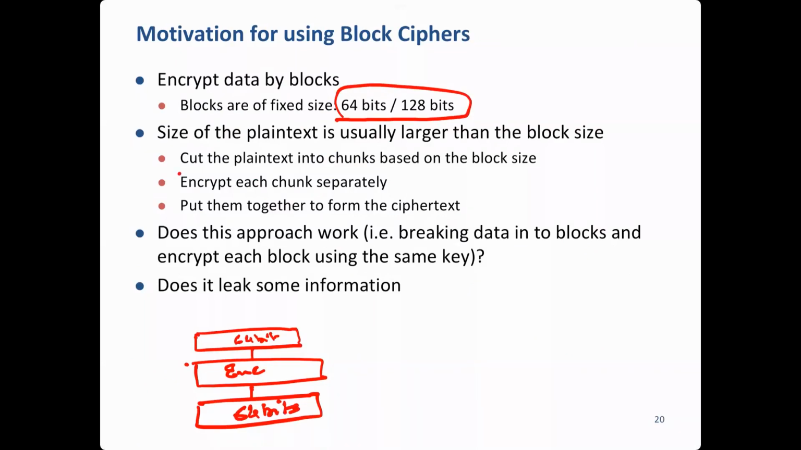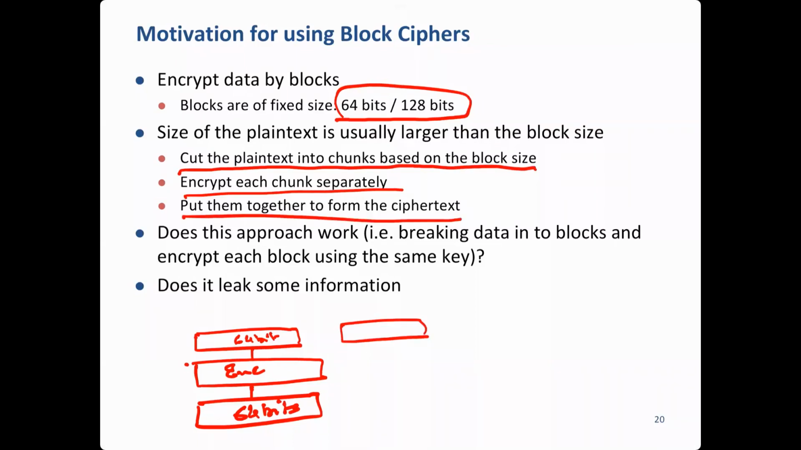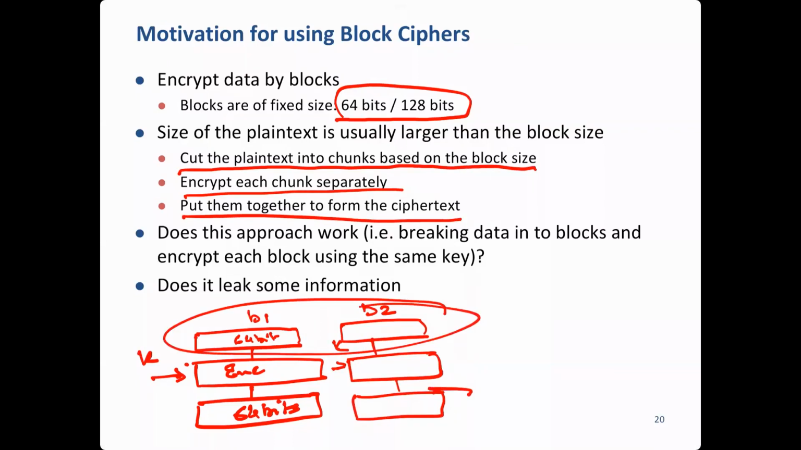Okay, so we'll have to cut the plain text into chunks based on block size, encrypt each block separately, and put them together. So the initial message may contain, say, for example, 2 blocks, block 1 and block 2. You encrypt them using the same key. Then for this input we can say that this is the output. So basically the encrypted text, or cipher text, we are putting together to get the overall output.